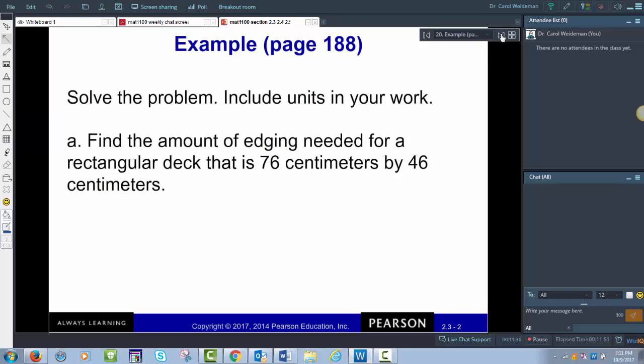Find the amount of edging needed for a rectangular deck that is 76 centimeters by 46 centimeters. So we're doing edging around that, so that's going to be the perimeter, so we're just going to go ahead and add all those numbers up. And notice the units are still in the original units because we're doing a linear measurement here. So 244 centimeters.